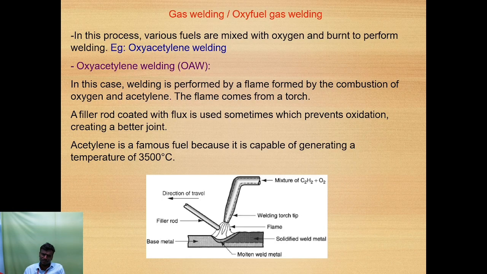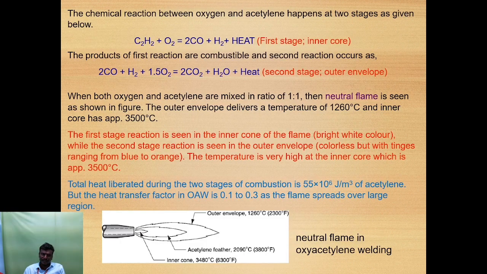Acetylene is a famous fuel because it is capable of generating a temperature of 3500 degrees Celsius. When the chemical reaction between oxygen and acetylene happens, there are two stages, given below. The first stage is C2H2 plus O2 equals 2CO plus H2 plus heat, and the second stage is 2CO plus H2 plus 1.5 O2 equals 2CO2 plus H2O plus heat.